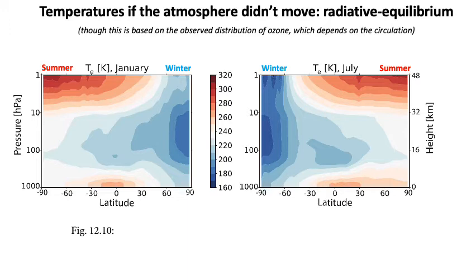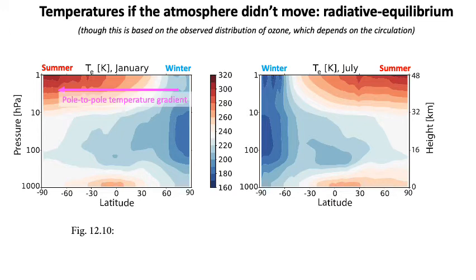Now notice the x-axis is latitude from the South Pole to the North Pole. The y-axis now extends much higher up, so 1,000 hectopascals at the surface, but we're going up to 1 hectopascal at the top. So the troposphere is really the bottom third of these plots. The colors denote temperature, so reds are warmer, and this T_E is the radiative equilibrium temperature, in January and in July. Note that summer and winter are noted in each of these hemispheres because that's really important.